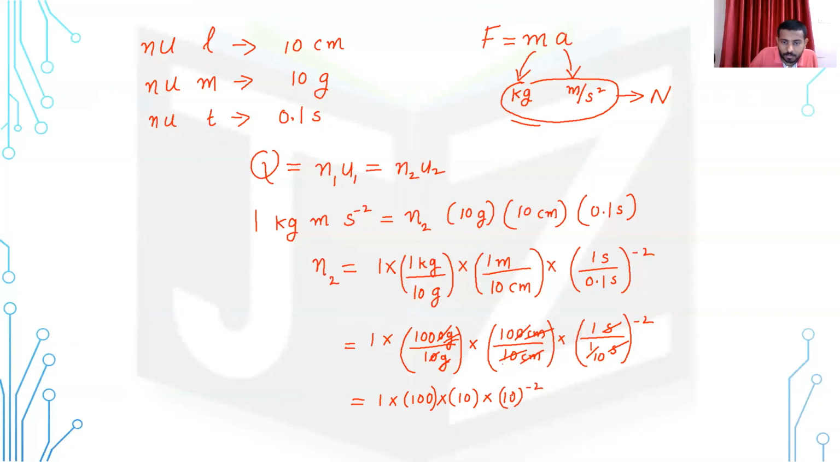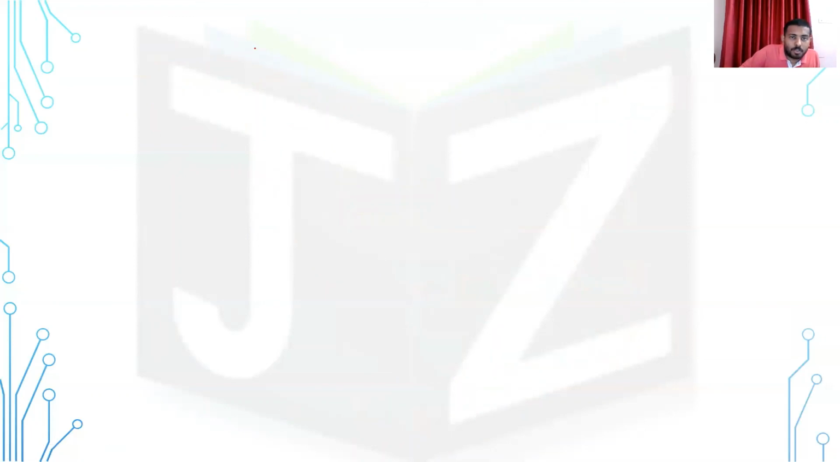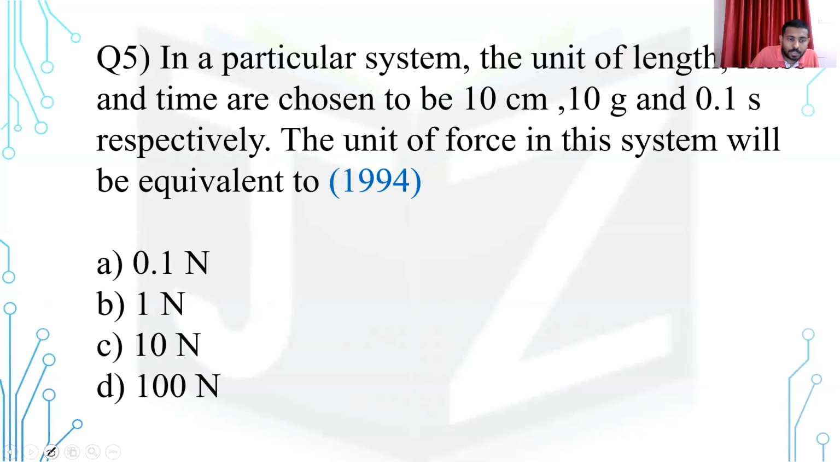So in other words we can write it as 1 into 1000 divided by 10 raised to minus 2. 10 raised to minus 2 is 1 divided by 10, the whole square. 10 square is 100. Cancelling this and this, we get 10. So we get the value of n2 is equal to 10. So what will be the answer? 10. We get 10, right?